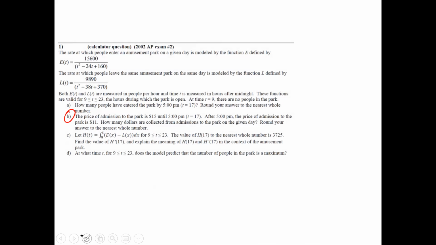We're going to do this based on 2 different integrals. The first one is going to be $15, between 9 a.m. until 17, or 5 p.m. With that one, you're still going to use the first equation because people are entering the park. So 15,600 over (t squared minus 24t plus 160). You're going to plug this into your calculator.